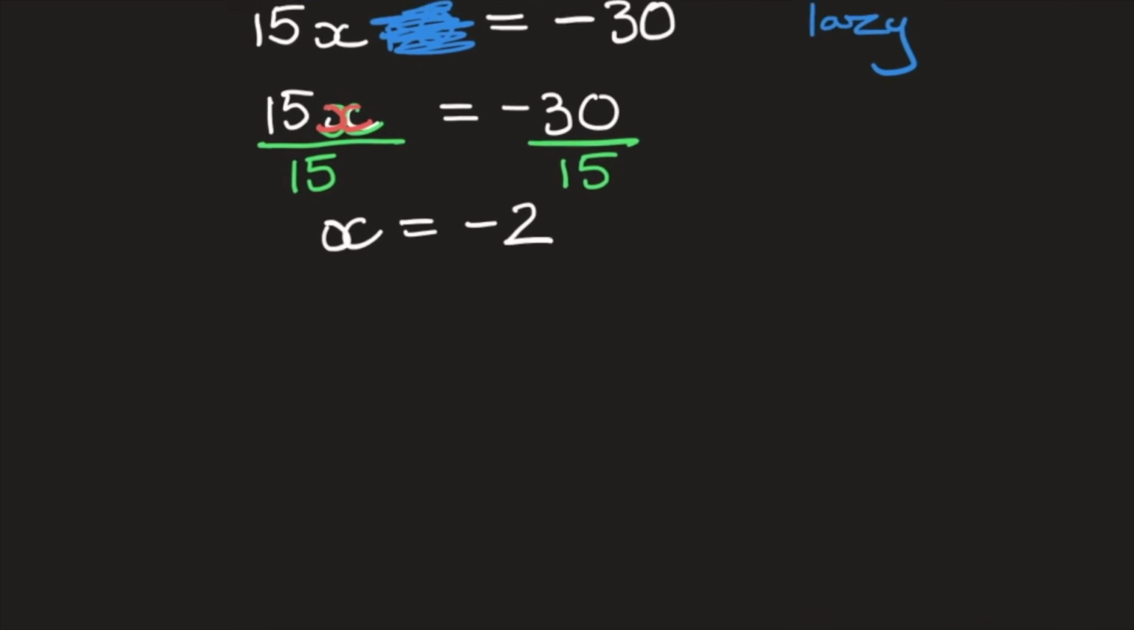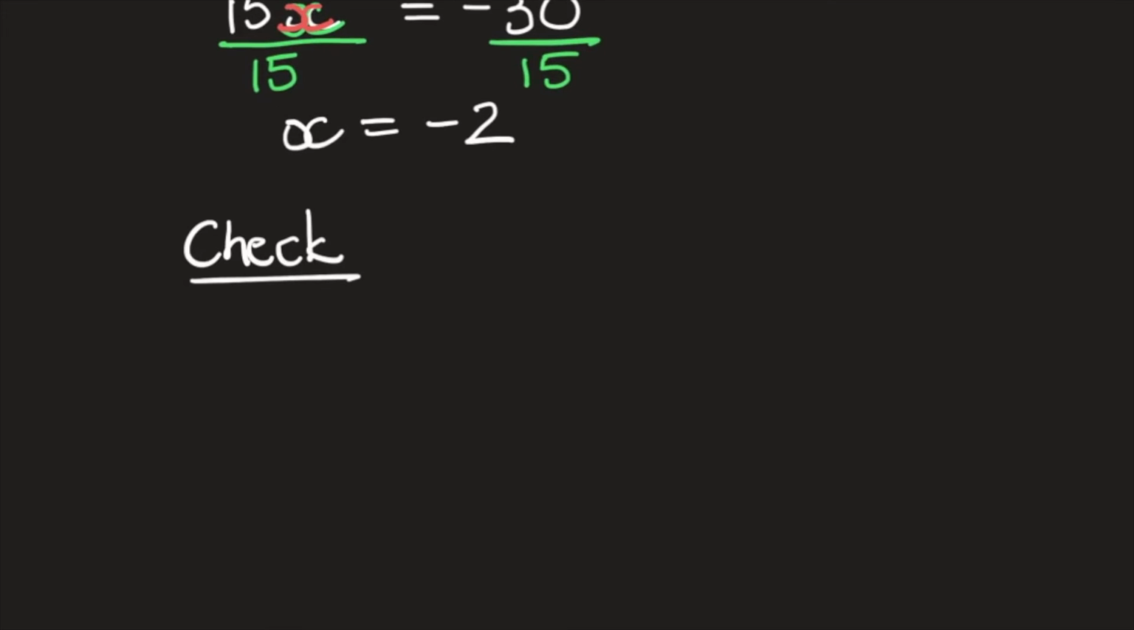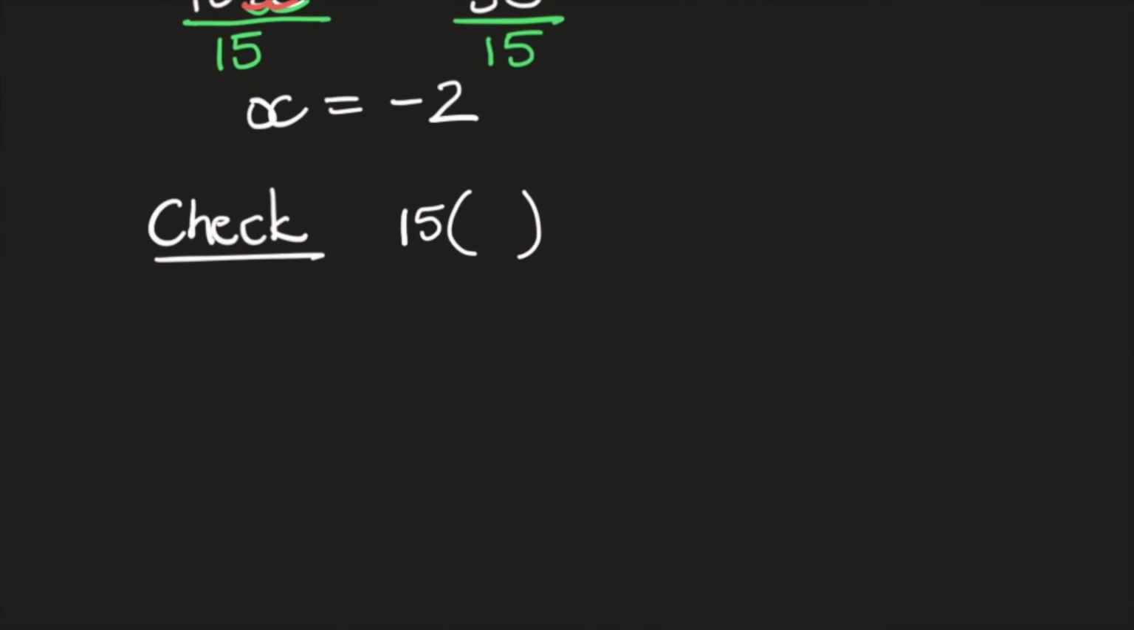Okay, so the question you're asking yourself is, why must I check this? Checking is important, especially when you get to the more difficult problems. The way we check it is we substitute in. It was 15 times x, and let's just go and look, 15 times x plus 6 is equal to -24.